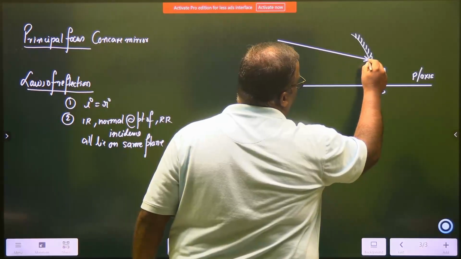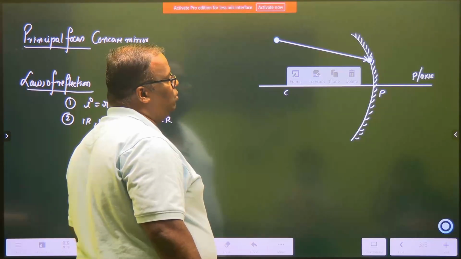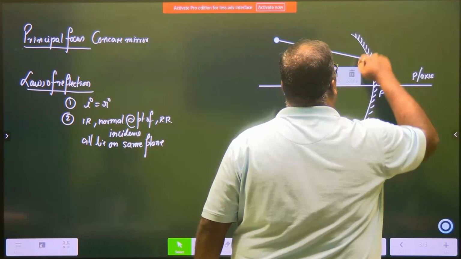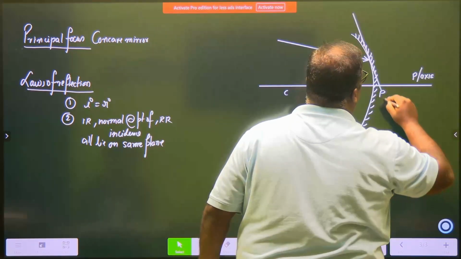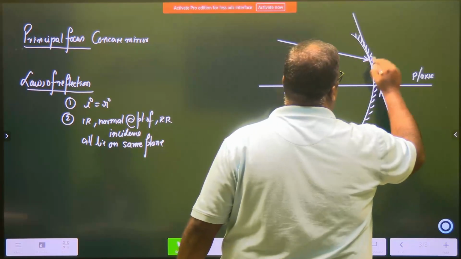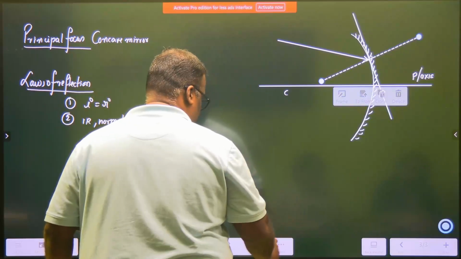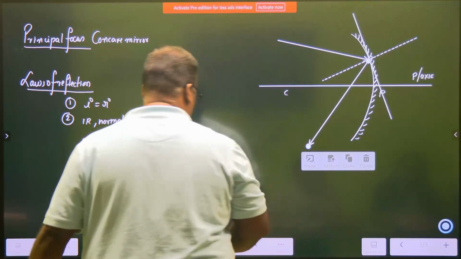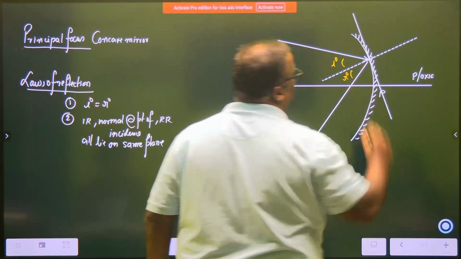Say this is an incident ray, and it is incident on a particular point. At that point, the first thing I will do is draw the tangent at that point. So this is the tangent at this point, correct? Now I will draw the normal to the tangent, and then I will make my reflected ray. And so I say that if this is my angle of incidence, this is my angle of reflection.